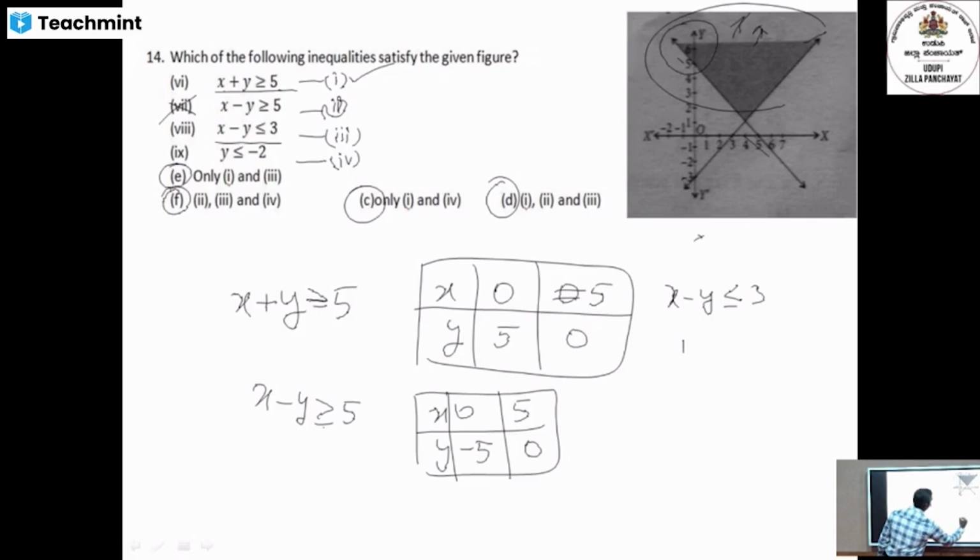So 1 and 3 are the correct answer. So 1 and 3 is here. Option E is the correct answer. Option E, 1 and 3.